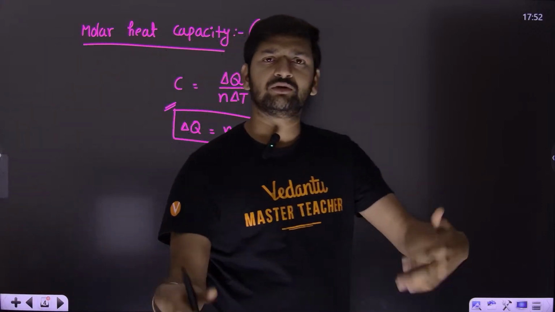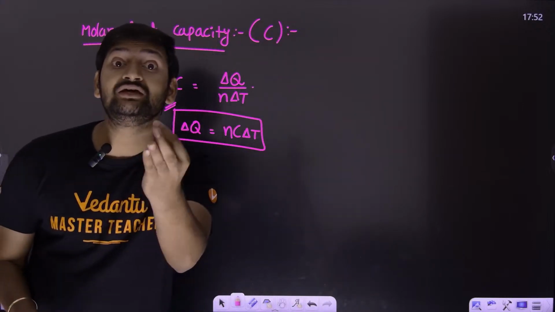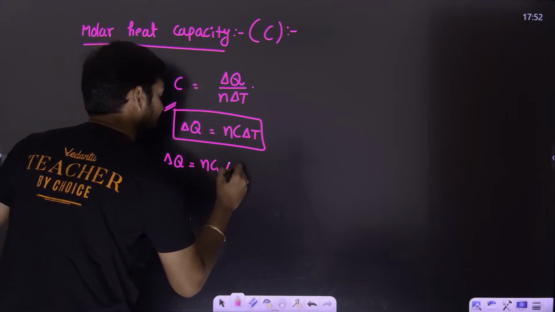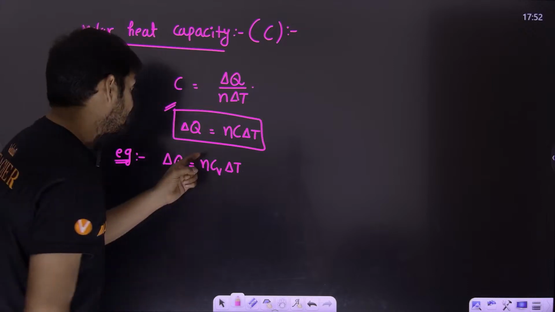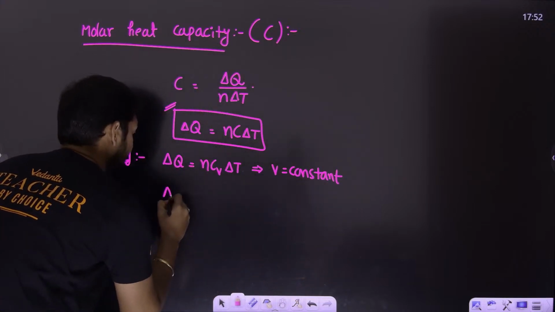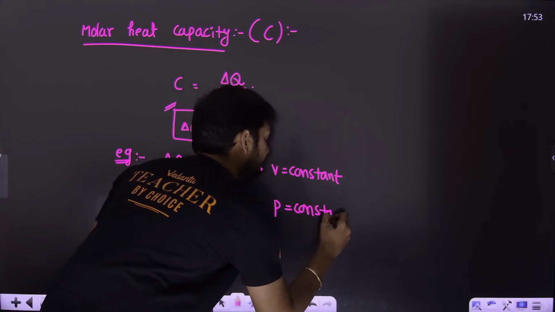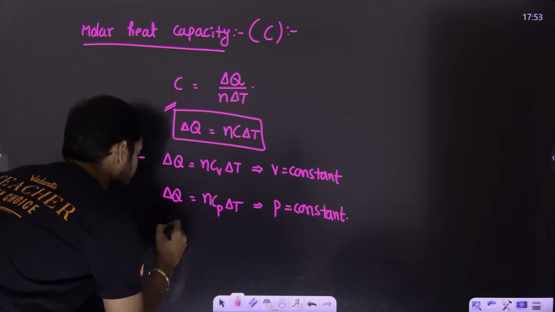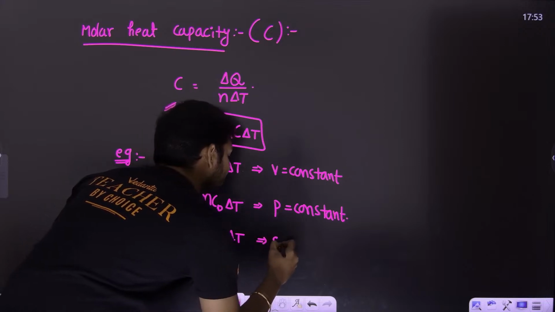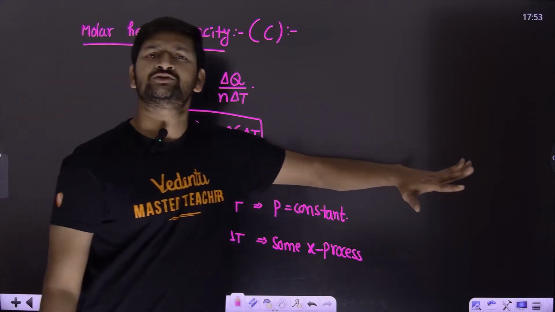Now look, when we go into the chapter, we are going to put a small letter below the C, and that letter gives us information. For example, if delta Q is written as nCv delta T, this says that volume is constant. If delta Q is nCp delta T, then they are indicating that we are following a process where the pressure is constant. If they give delta Q to be some nCx delta T, then we are talking about some X process. Later we are going to call it a polytropic process, and I'll introduce what a polytropic process is.